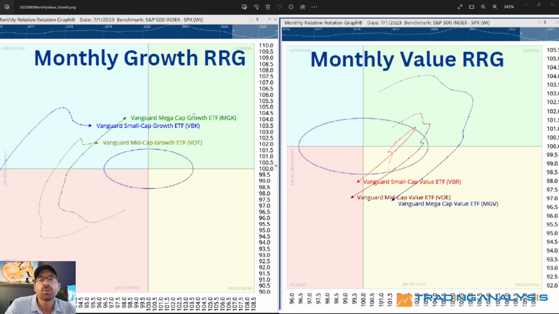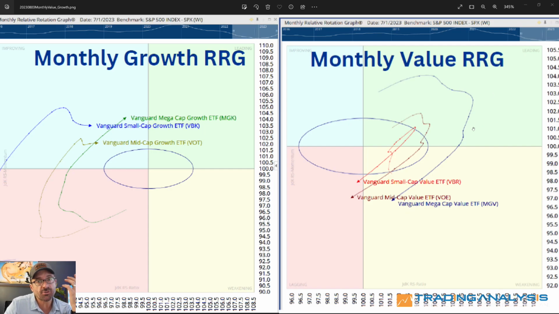And I've got data to show that once this rotation happens, it could be in the leading quadrant for 2 years. And hot on the heels is small cap growth and mid cap growth. So all growth stocks are rallying. Falling out of favor are your values: mega cap value, small cap value, mid cap value.